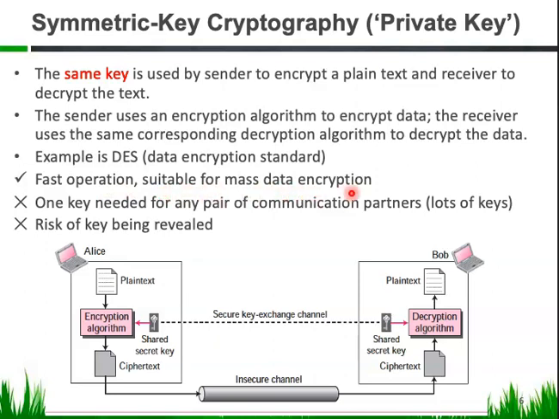However, suitable for mass data means lots of data. However, one key is needed for any pair of communication partners. So it means lots of keys. If Alice wants to communicate with 100 other entities, they need 100 keys to be able to use this symmetric key cryptography, and there is also a risk of the key being revealed to the channel. So we look at another method.